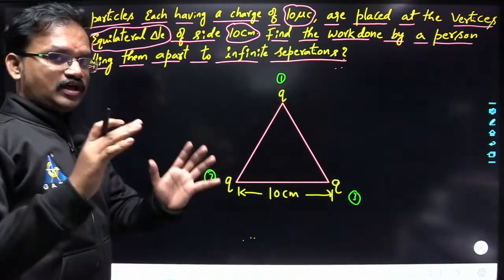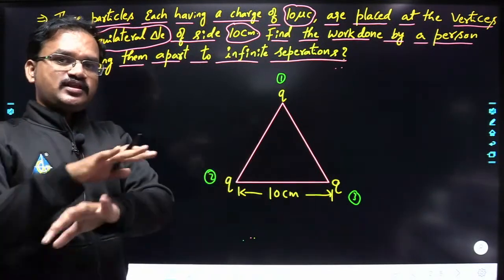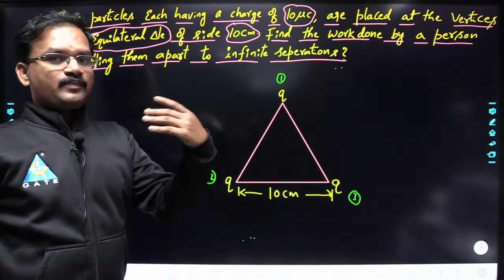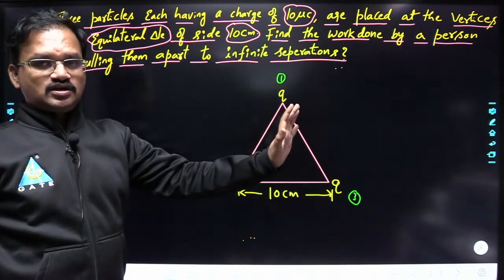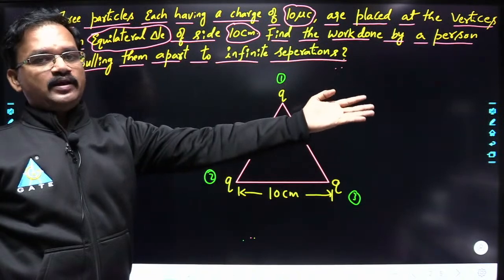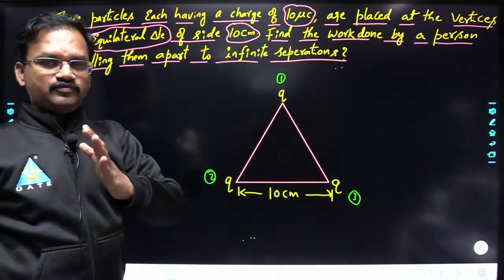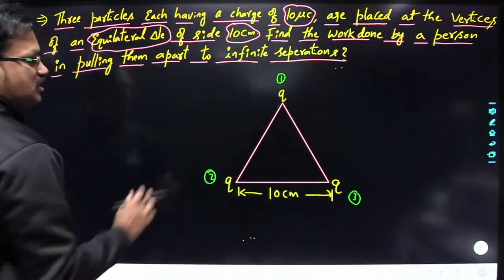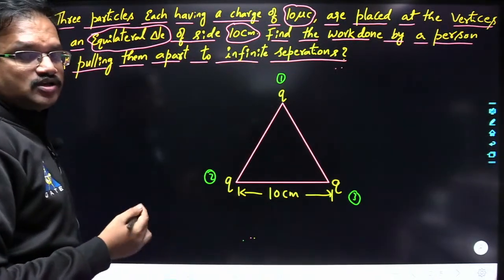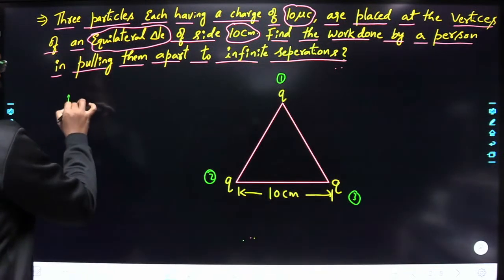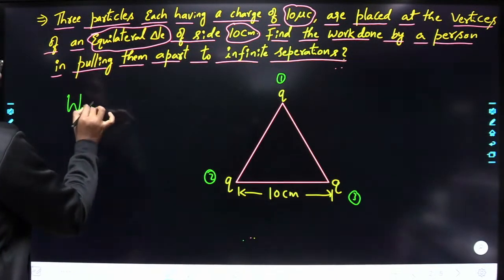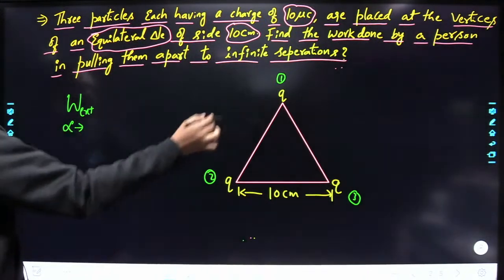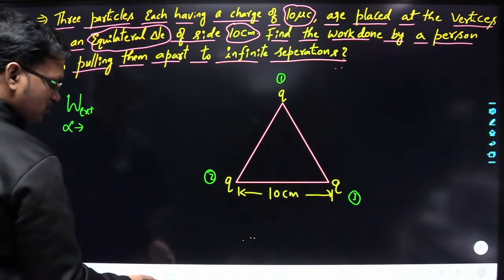Yes or no? If there are no charges present in this region, there will be no field. If there is no field, then there will be no repulsive force on this charge. Understood? So I can happily bring that charge from infinity to this location. In order to bring the first charge, the work done will be 0. Yes or no? So I am determining the work done by the external agent in moving the charges from infinity to these locations.